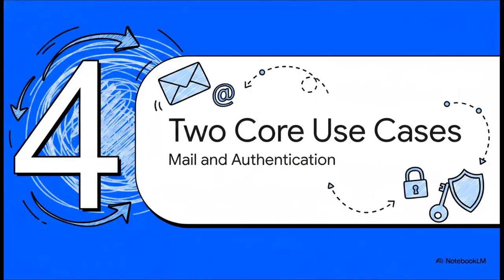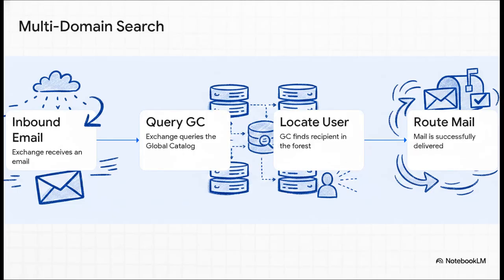Let's look at Section 4, two core use cases, mail and authentication. The first primary use case involves multi-domain searches. Let's slowly walk through how this functions, using an email system as our example. Step 1. An Exchange server receives an inbound email message.